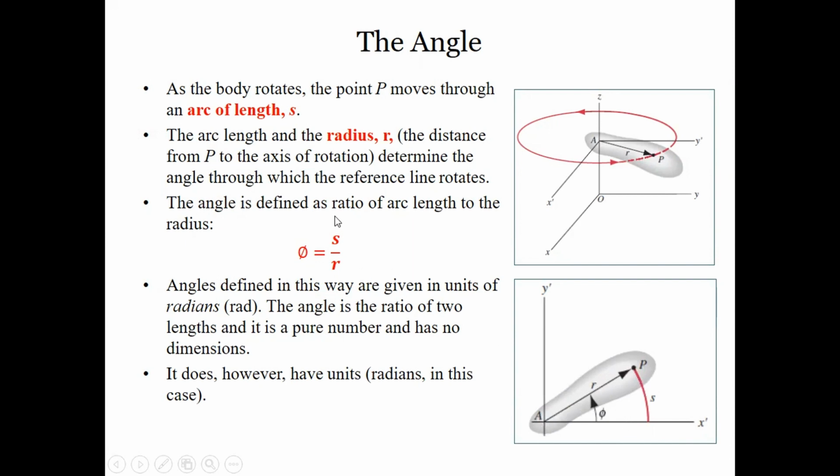Then the angle definition is that it is a ratio of the arc length to the radius. So S divided by R is the angle. Since both are the lengths, therefore the angle is basically without any dimensions. The angle defined in this way is always given in the units of radians. The angle is the ratio of two lengths, and it is a pure number. It has no dimensions. It does, however, have units, and units are radians in this case.